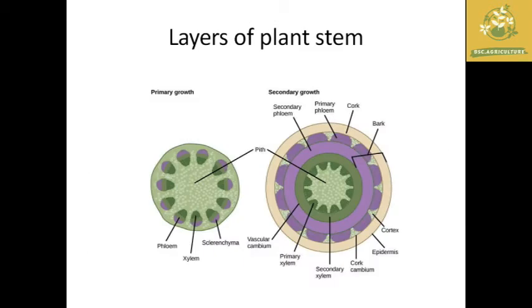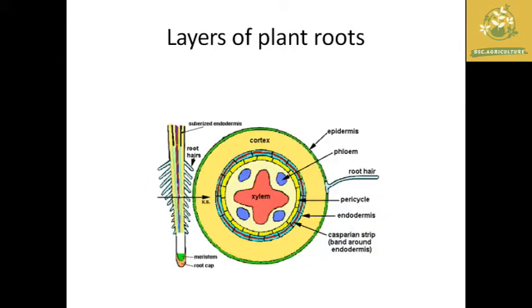While seeing about the layers of the plant stem, the primary growth present consists of phloem, xylem and sclerenchyma. Around them there is a secondary growth, where you can see secondary phloem, primary phloem, cork, bark, cortex, secondary xylem and primary xylem around the layers. I have given the picture of the layers of the plant root also, so you can see the structures present in them such as xylem, cortex, suberised endodermis, Casparian strips, etc.